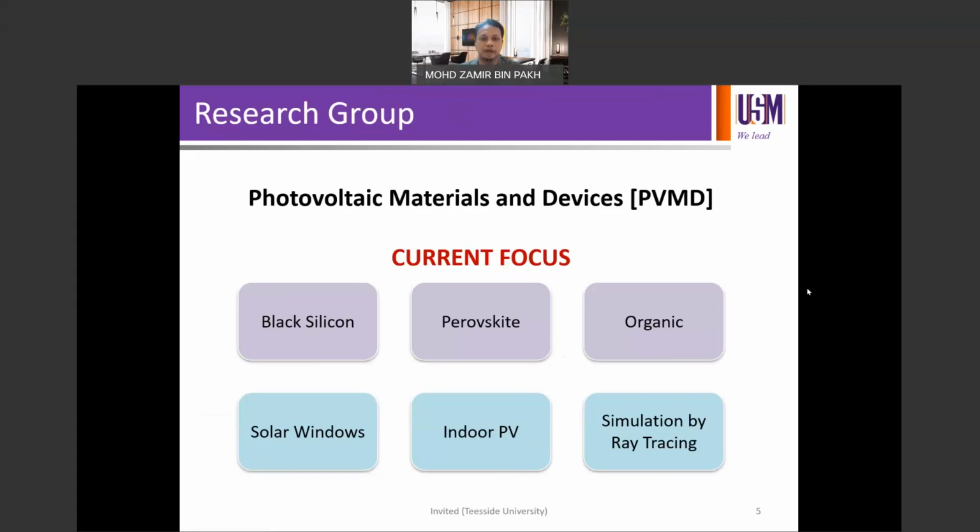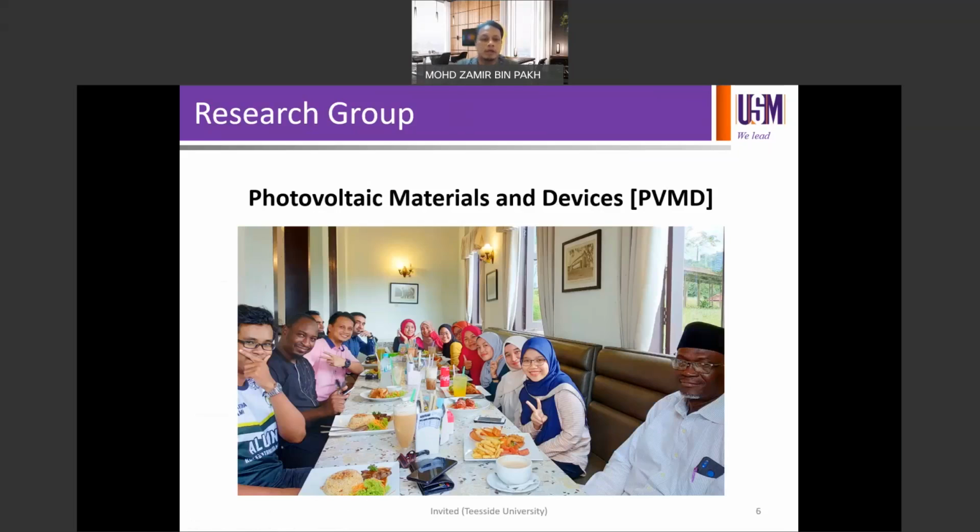Here is one picture of my research group that I'd like to share today. So far I have PhD students in progress and another one joining next semester. I have 3 MSc students, MSc by research, and then a few FYP students working on solar cells as well.